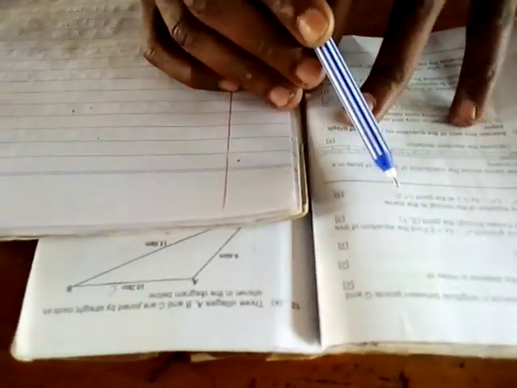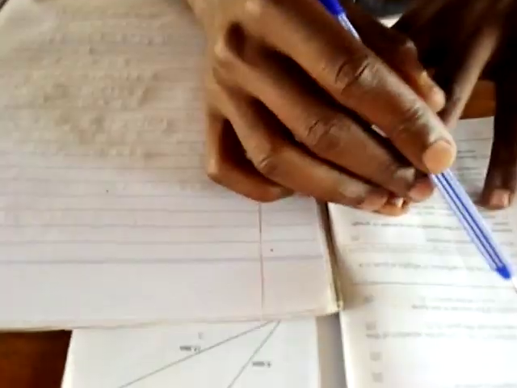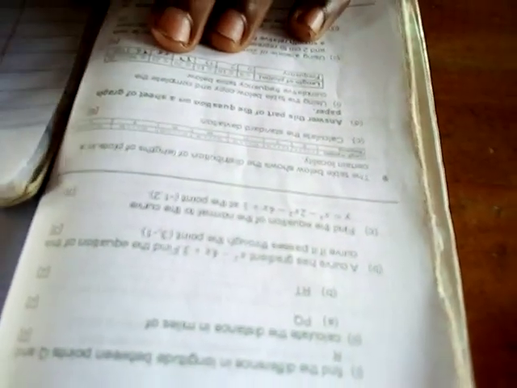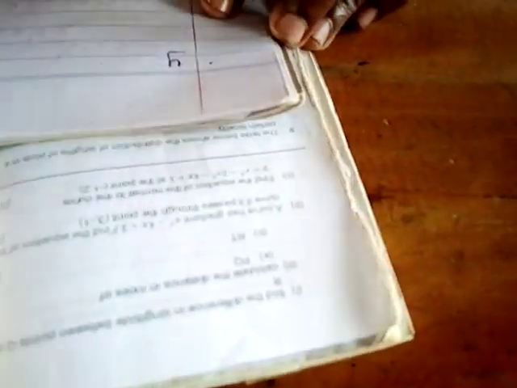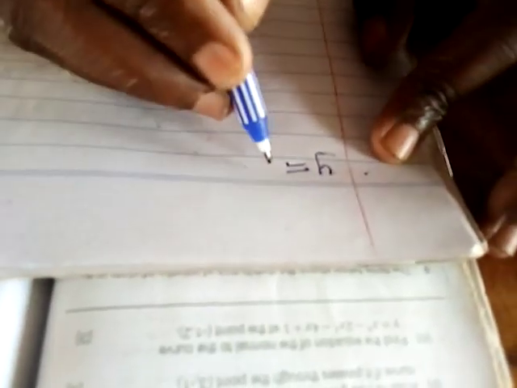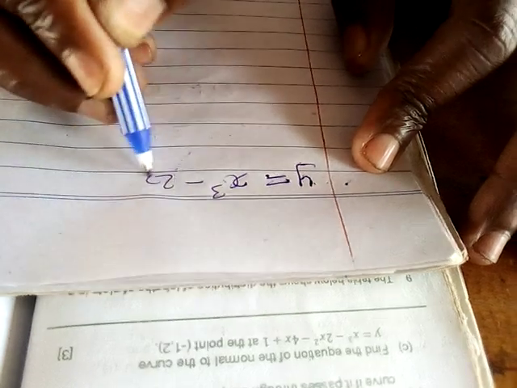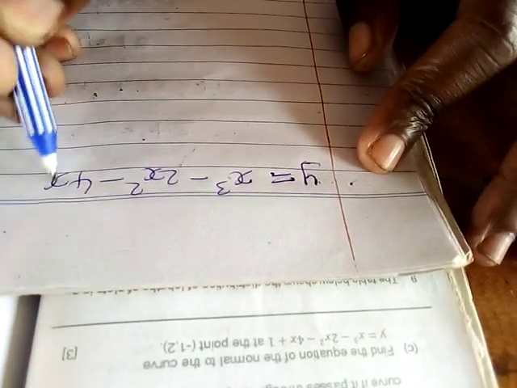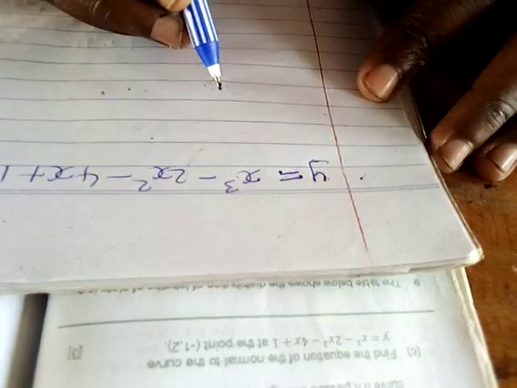The equation of the normal to the curve. So find the equation of the normal to the curve. So y is equal to x power 3 minus 2x squared minus 4x plus 1.